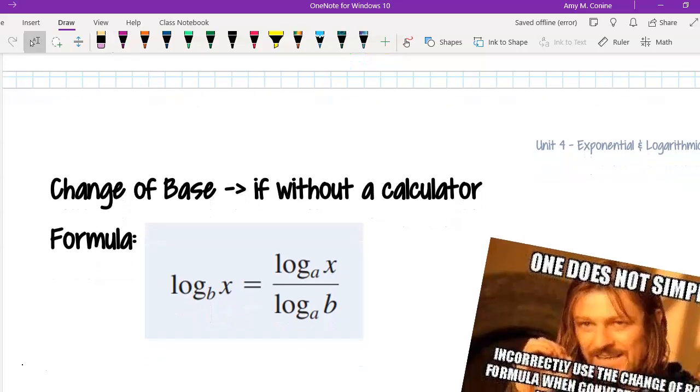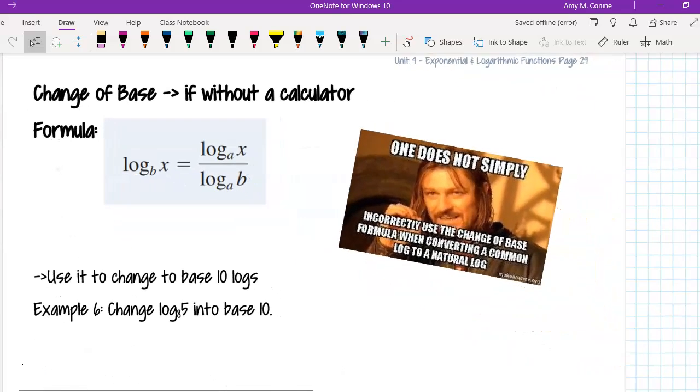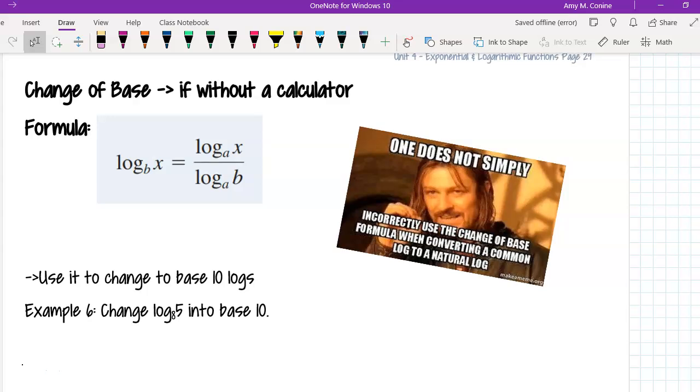So we have change of base next. The video is getting a little long, but this is the very last thing we need to talk about, so I apologize. So change of base, if we don't have a calculator, this is how you would do it. Here's our lovely little formula.